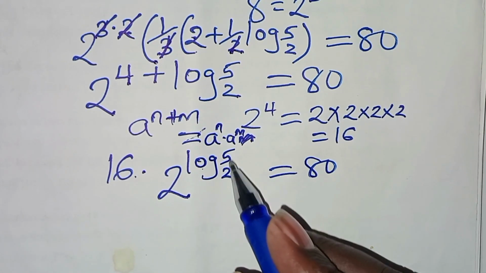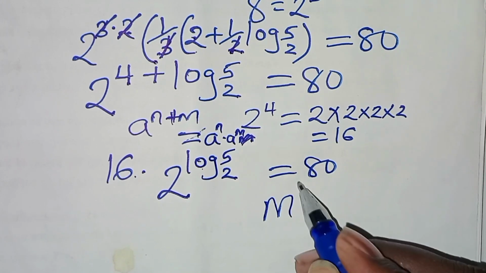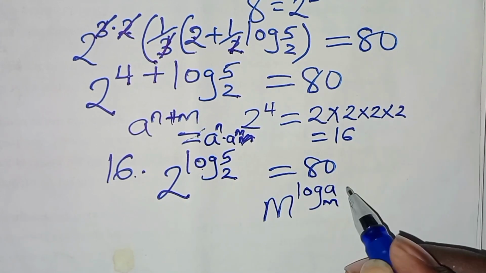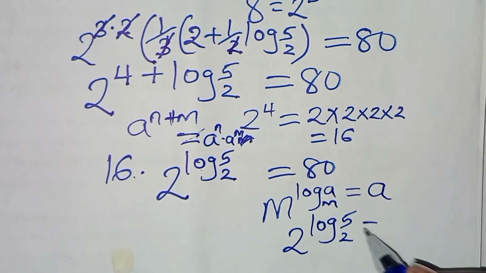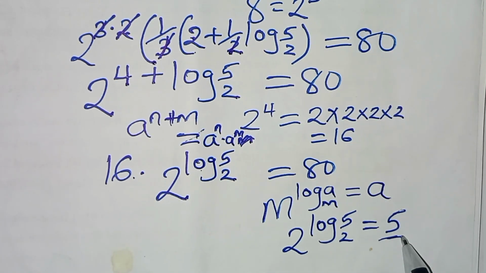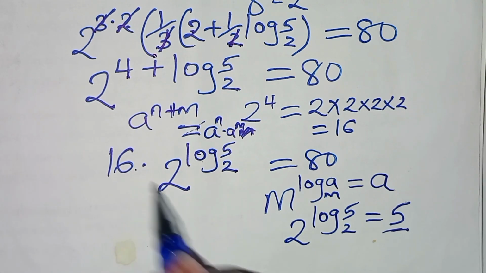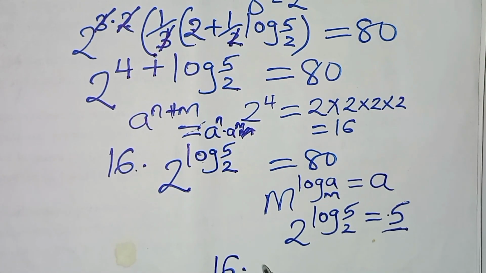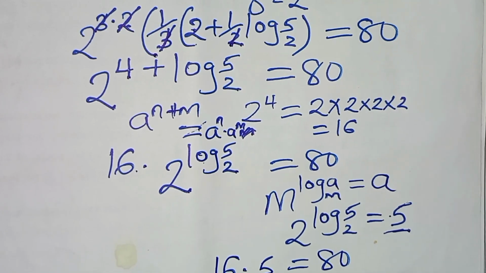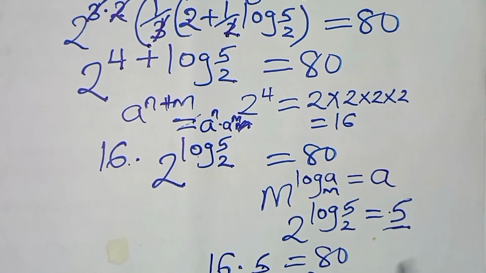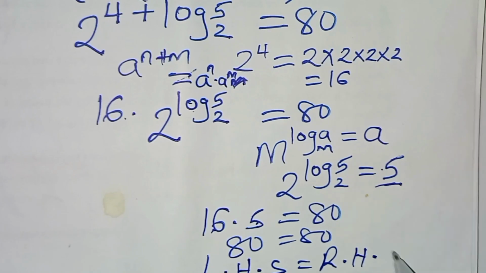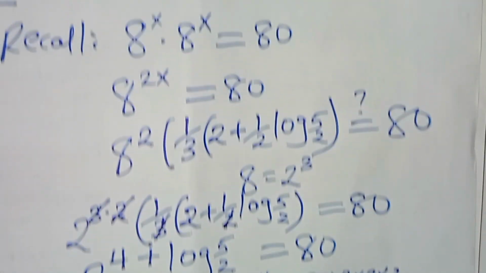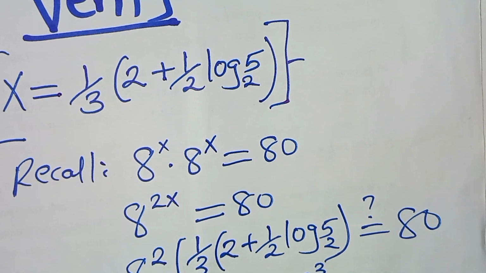Now, 2 to the power log 5 to base 2, this is in the form of m to the power log a to base m. This should give us a value of a. So that means that 2 to the power log 5 to base 2 is equal to 5. Let's substitute the value of 5 here. So already we have 16. So 16 times 5, this should give us a value of 80. So 16 times 5, this is 80. And that shows that the left hand side is equal to the right hand side. And that affirms that the value of x, which is basically a third into the parentheses, 2 plus a half log 5 to base 2, actually satisfies the equation.